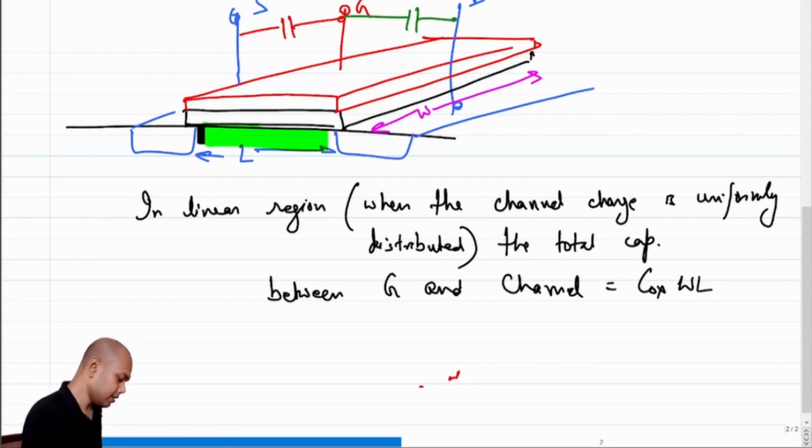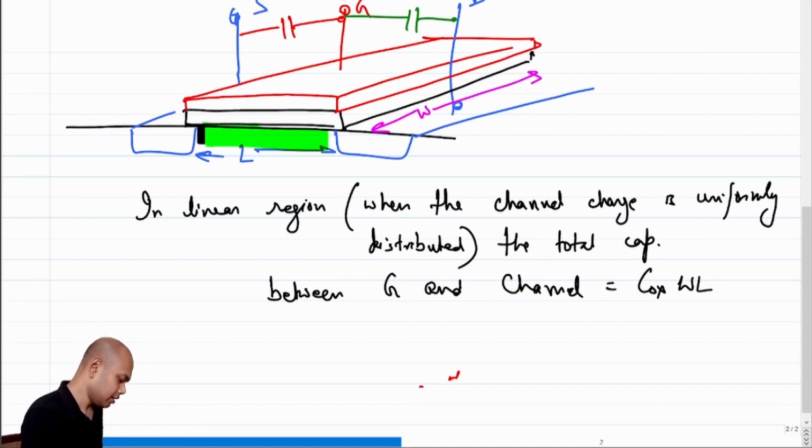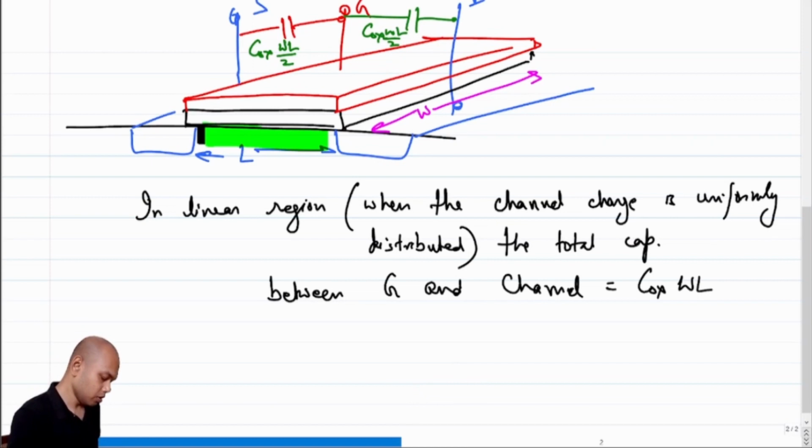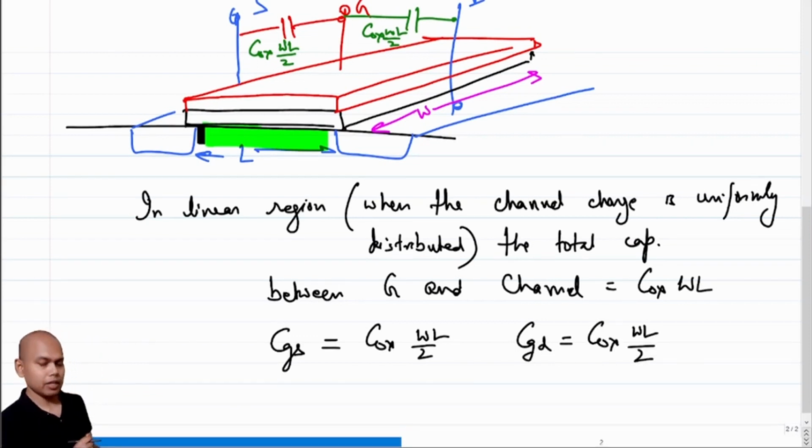Okay, and we'll say that the capacitances between the gate and each of them are identical, because there is no way to distinguish a rectangular slab of charge whether it is more towards the source or more towards the drain. So we'll simply say that CGS will be equal to Cox times WL by 2, right? And between the gate and the drain it also will be Cox times WL by 2. So in linear region, your CGS becomes Cox times W times L by 2, and CGD also becomes Cox times W times L by 2.